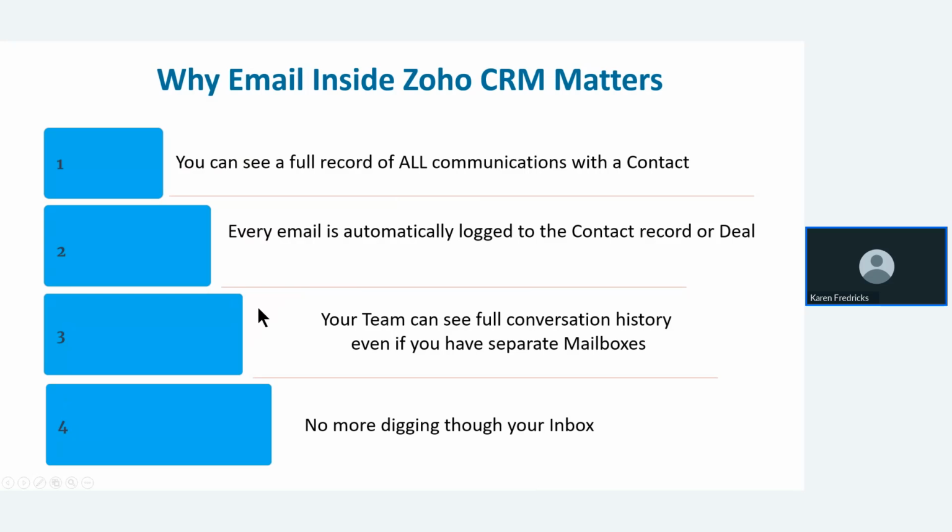So why emailing from inside Zoho CRM matters? Well, the idea is you can see a full record of all your communications with a contact. Every email is automatically logged to either a contact or a deal. Your team can see a full conversation, even if you have separate mailboxes. So I've got separate mailboxes for the people in my organization, but by using this integration between my Outlook and Zoho, everybody can read the comments that are contact specific. We don't have to dig around for our inbox to find something. Oh, where was that email from Missy? I don't know where it was. I could look right on Missy's record and see it.